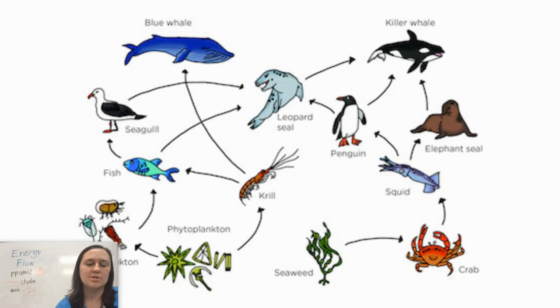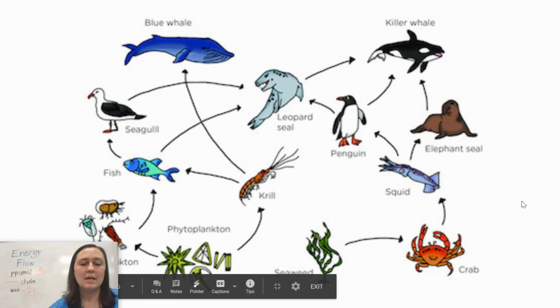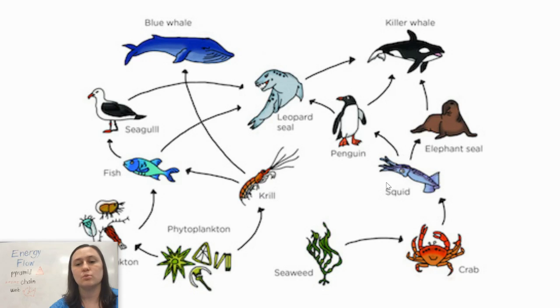So here's another one. This is just the sea one. It's the same thing. We have the seaweed or the phytoplankton as our producers, and it shows you everything that can eat each of those. Let's just do seaweed real quick. Seaweed can give its energy to the crab, which can give its energy to the squid, and then either the penguin or the elephant seal can eat the squid.